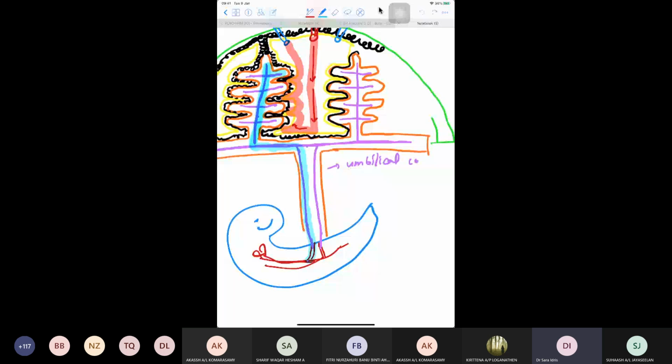And eventually, after the blood from the fetus has gone into the villus spaces, it will return back through the villus vein into the chorionic vein, and eventually it will drain back into the umbilical vein, and this will go back into the fetal circulation.